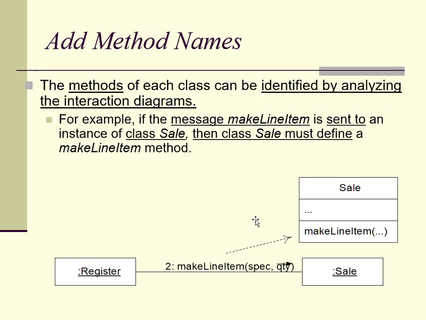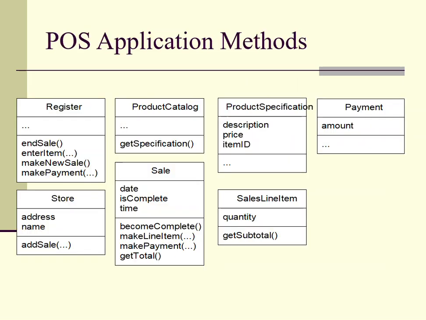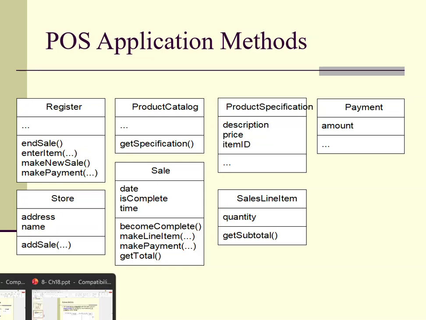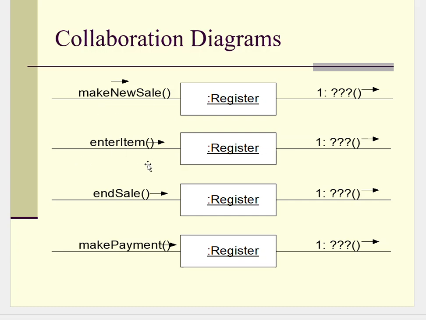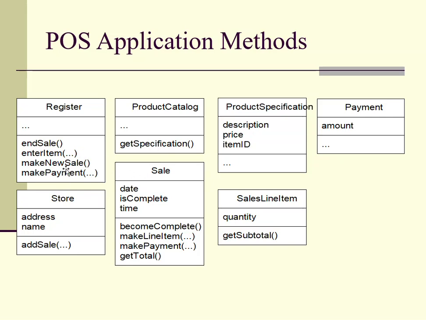If I go through all the messages and the diagrams of chapter 18 and the interaction diagram, I will have all these in here. As you see here, we have the register: end sale, enter item, make a new sale, make payment. If you remember all these, you see here make a new sale, enter item, end sale, make payment. All these must be methods inside the register. Again, product catalog has get specification. Product specification has nothing here, not necessarily has methods. Store has add sale, and so on.